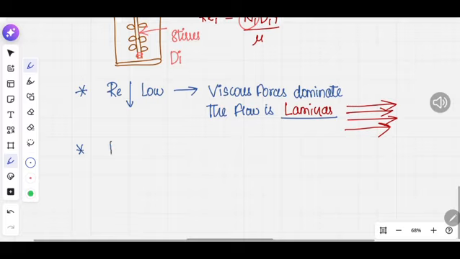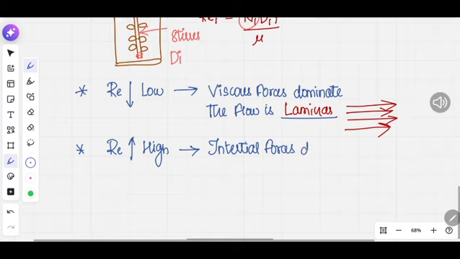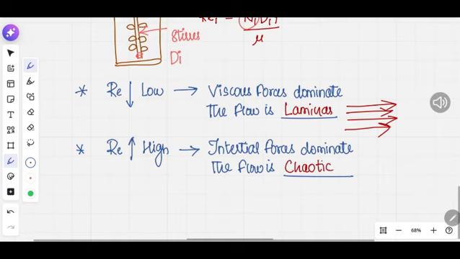But if the Reynolds number is high, it is not a smooth flow, and the inertial forces are going to dominate. When the inertial forces dominate, the flow becomes chaotic. So it is not linear; it will be a very turbulent and chaotic fluid flow.